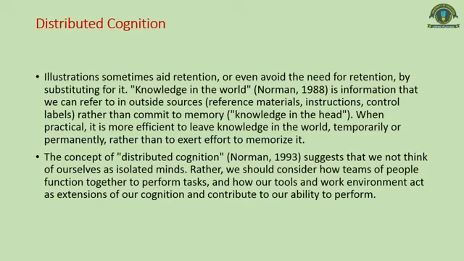Distributed cognition. Illustrations sometimes aid retention or even avoid the need for retention by substituting for it. Knowledge in the world is information that we can refer to in an outside source. Rather than commit knowledge to memory, when practical, it is more efficient to leave knowledge in the world, temporarily or permanently, rather than to exert effort to memorize it.